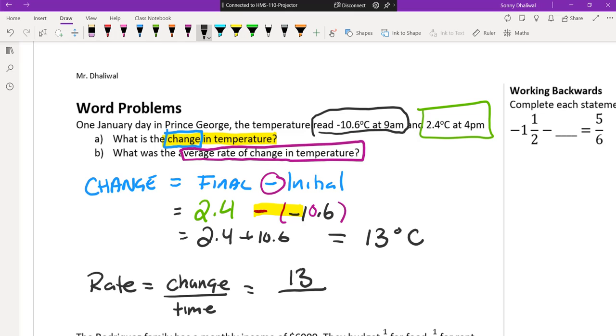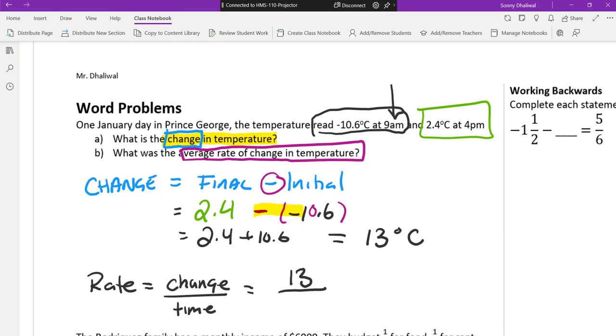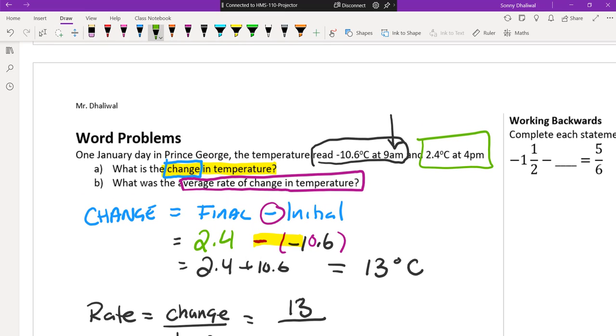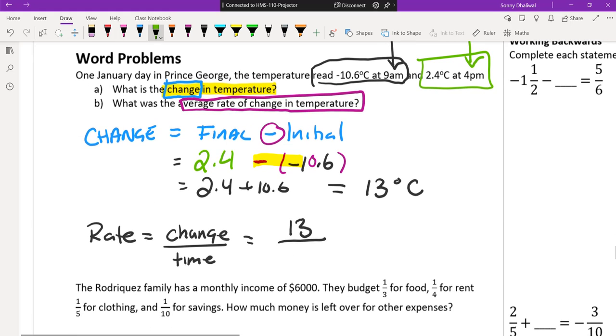Our time is how long it took for that to happen. So how long did it take? This temperature's first reading was at 9 a.m. and the second reading was at 4 p.m. So how much time is that? 8 hours? Let's just count it: 10, 11, 12, 1, 2, 3, 4. 7 hours, right? So our change is 7 hours.